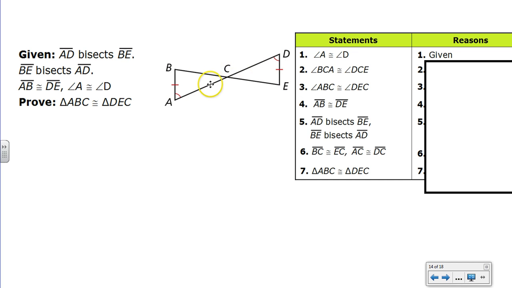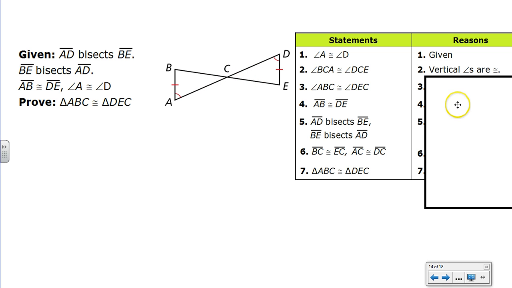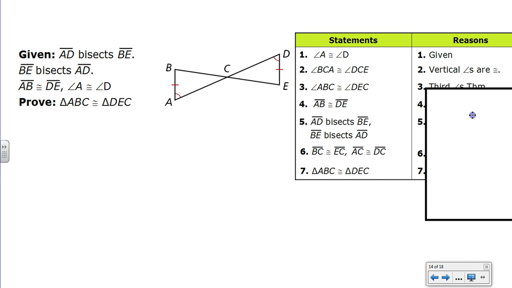How are these two angles congruent? We know that because they are vertical angles, right? We also know that angle ABC over here is congruent to angle DEC over here because they are the third angles in these triangles, right? Where we already knew the other two angles, so the third angles must be congruent. So we've proven that all three angles are congruent, so now we need to look at segments.